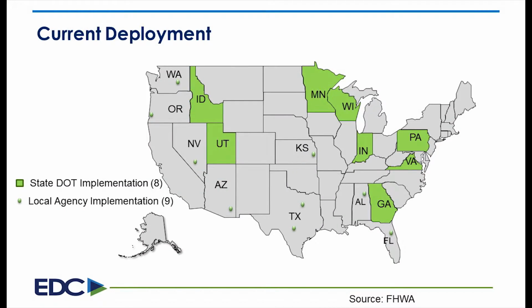So what does our current footprint look like for adoption? There were 11 states involved in the pooled fund study. About, I think, 7 or 8 of them have actually implemented automated signal performance measures. I think right now we're up to close to 3,000 signals just in the state DOTs. Georgia manages about 9,000 signals. I think they're up to close to 3,000. Utah has just under 2,000 signals and about 85% of their signals on the system.